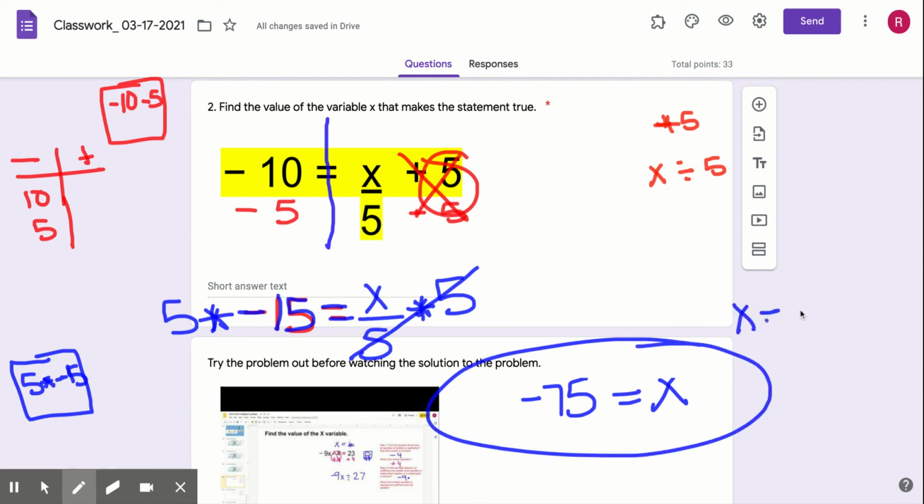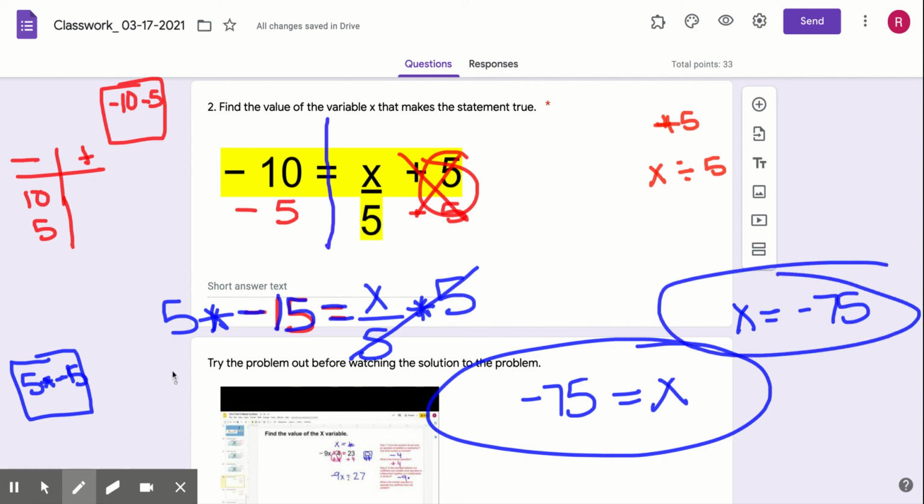You can also plug it in this way if you like. Both of them are correct. But anyways, this concludes the video for your solution.